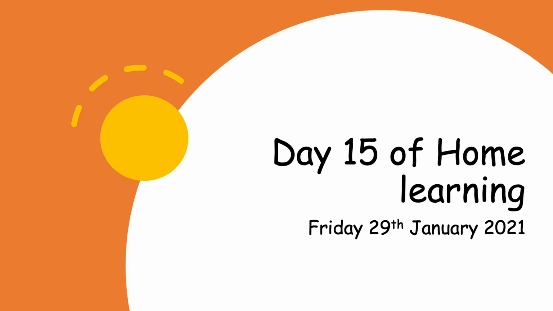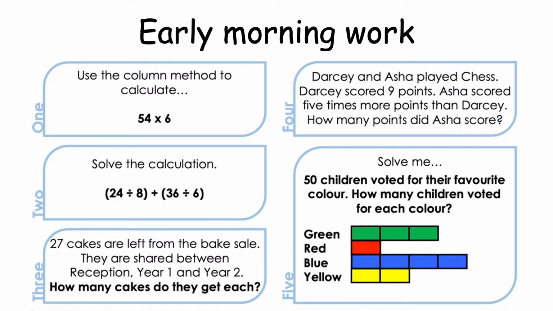What I'd like you to do is have a look at our early morning work. I'll do exactly the same as what I've done every day. Question number 1, use the column method to calculate 54 multiplied by 6. Remember your columns and remember where your numbers go.